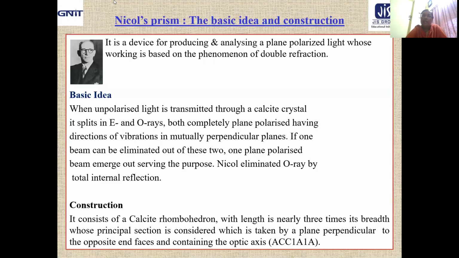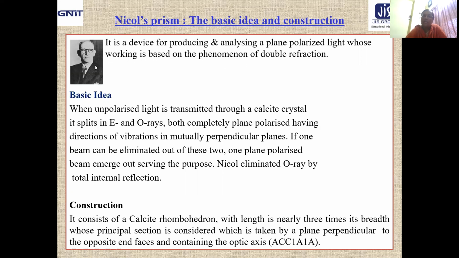Now, I am starting with the Nichols prism and definitely its basic idea and the construction. It is a device for producing and analyzing a plane polarized light whose working is based on the phenomenon of double refraction. In our lecture session, the phenomenon of double refraction in very detail we have discussed. So today you will find basically the application of the phenomenon of double refraction in the form of Nichols prism.